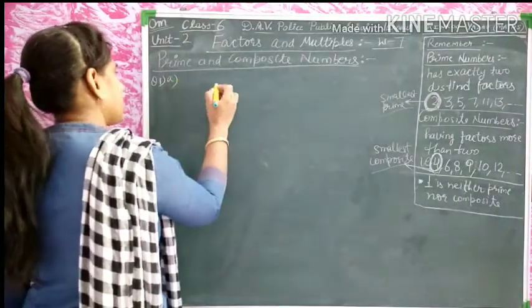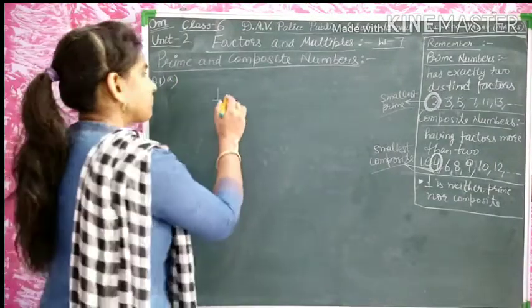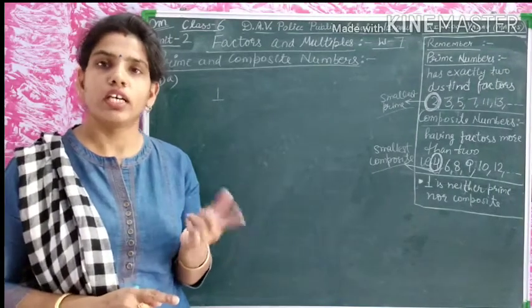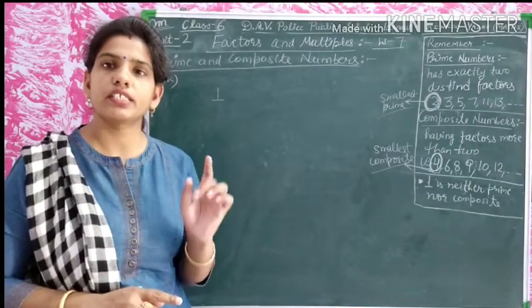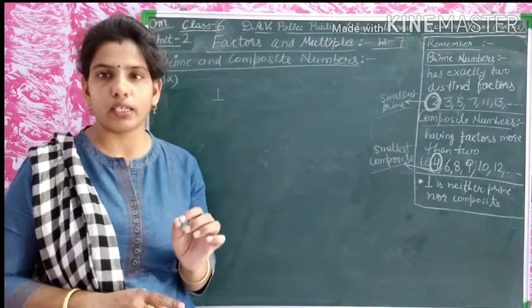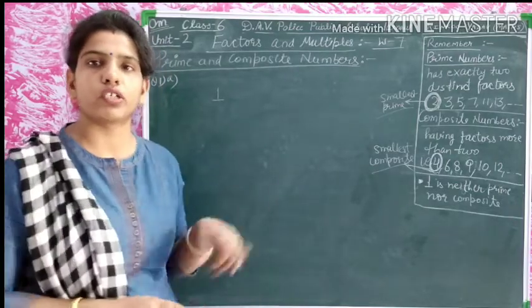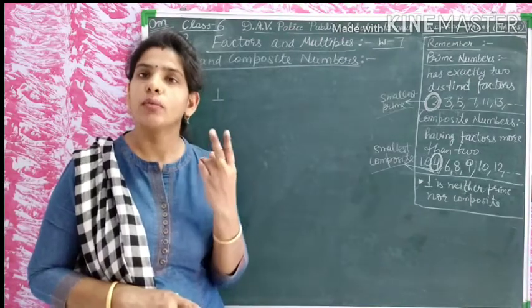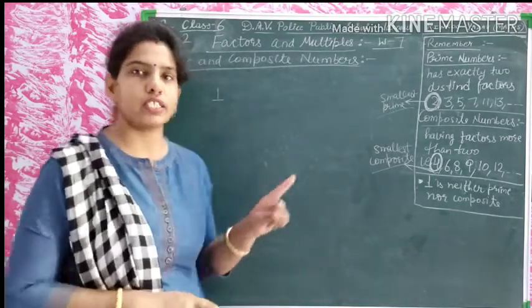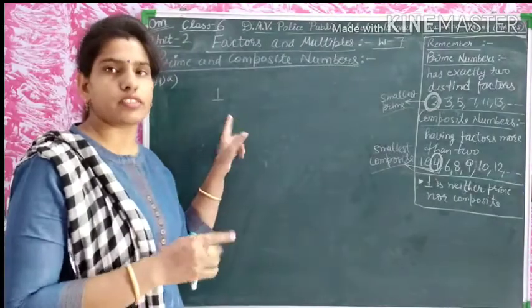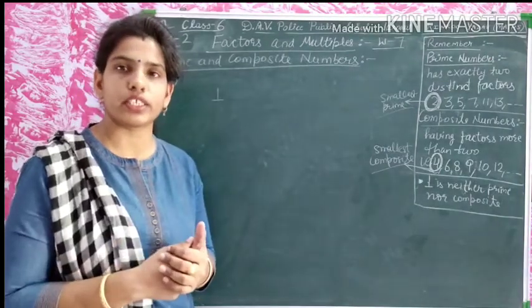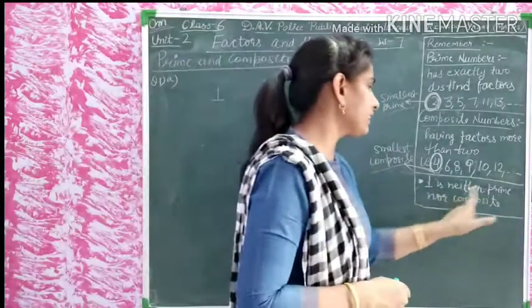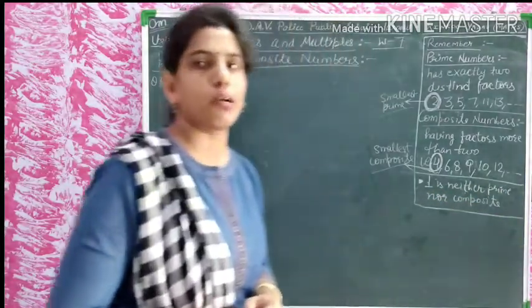Let's suppose the number is 1, but 1 has only one factor, that is 1. Only one factor, so it is neither prime nor composite, because a prime number has exactly 2 factors and a composite number has more than 2 factors. It has no 2 factors and no more than 2 factors. So 1 is neither prime nor composite.